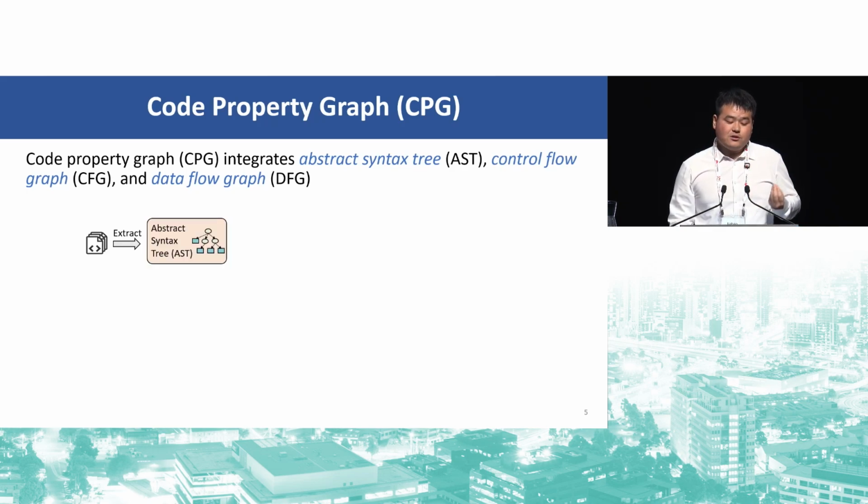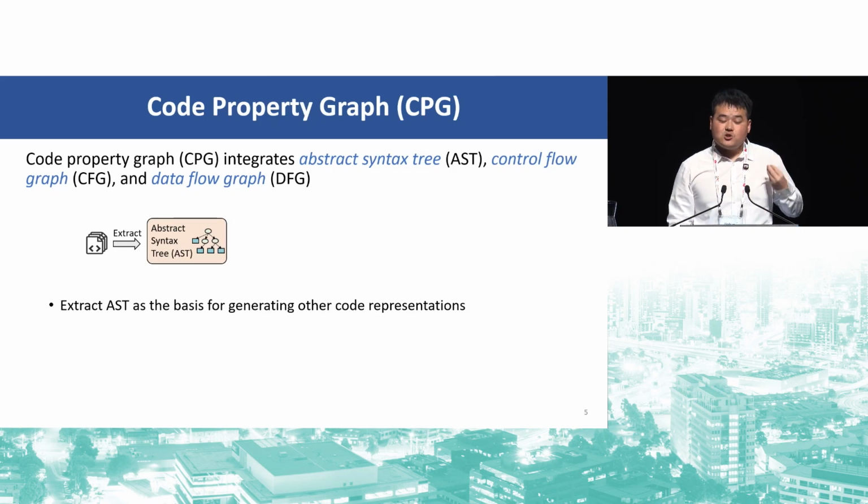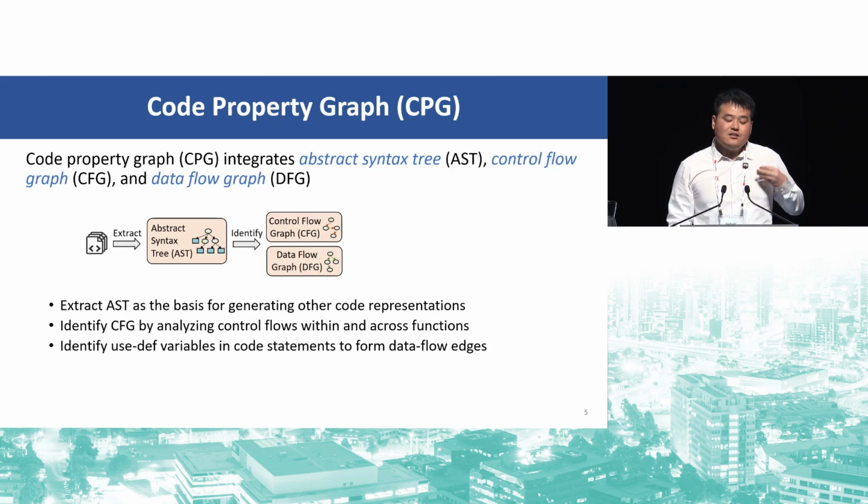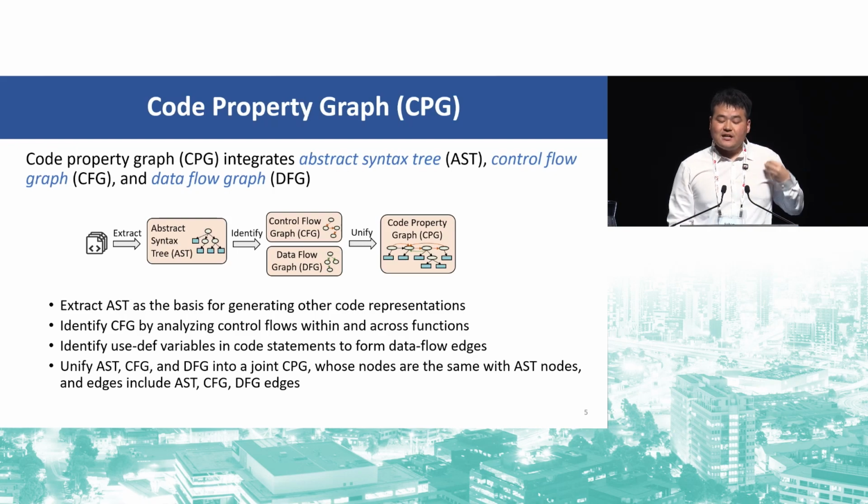In our design choices, we first extract the abstract syntax tree as the basis for generating other code representations. Then we identify the control flow graph by analyzing control flows in one function and the invocations across different functions. Then we identify the UDEF variables in code segments to form the data flow edges. In the end, we unify the abstract syntax tree, control flow graph, and data flow graph into the code property graph. The nodes in the code property graph are the same as the AST nodes, and the edges include AST, CFG, and DFG edges.